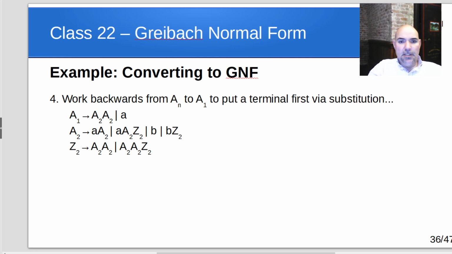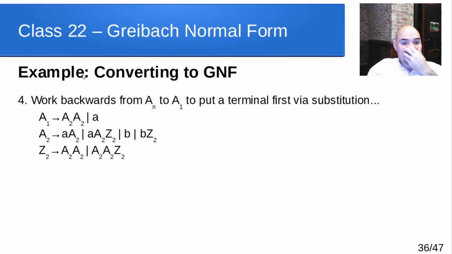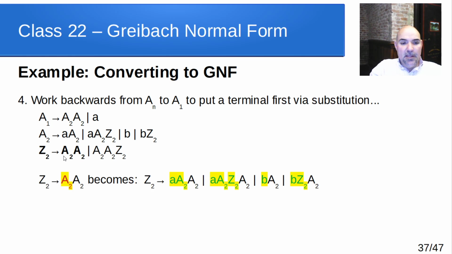And essentially what we are doing here is we're starting with AN, or starting at the end of this list and working our way backwards to the first. And maybe they shouldn't say AN, it should say any of these things. So any of the productions working our way backwards from the number N down to 1, we're going to make sure we have a terminal first, and if there's not, then we're going to perform substitutions. So let's start at the bottom and let's work our way up.